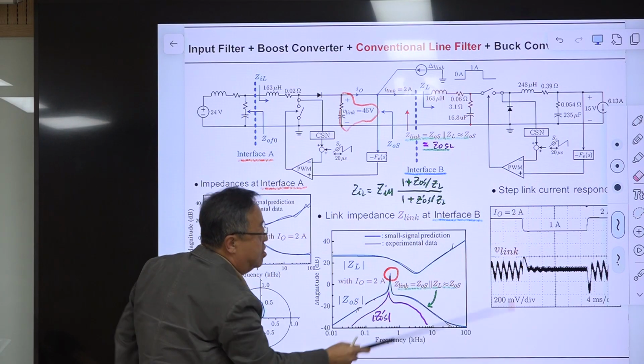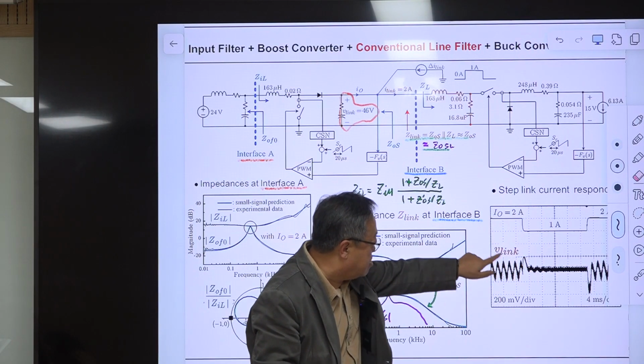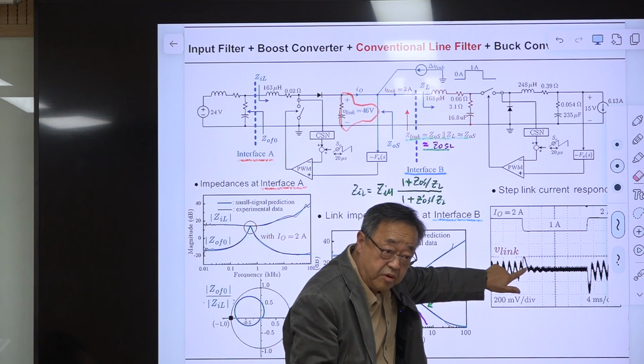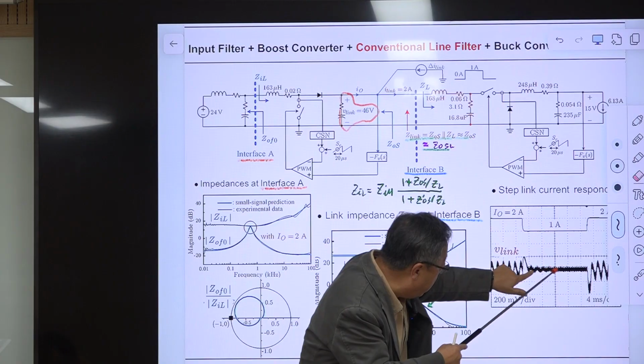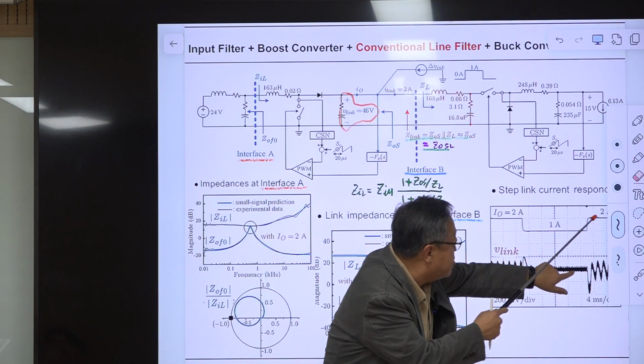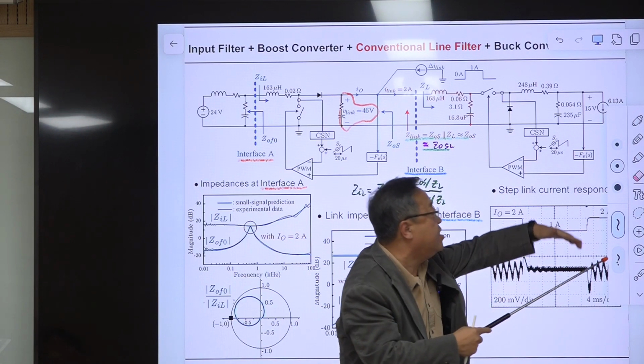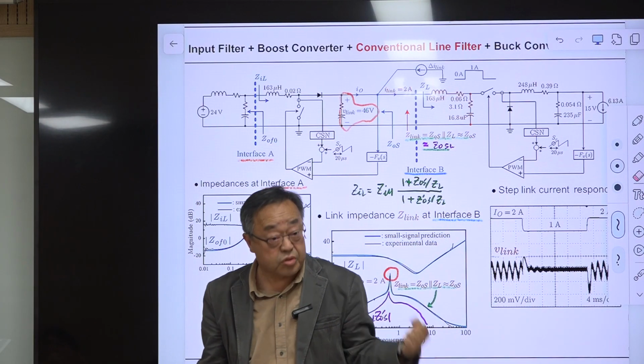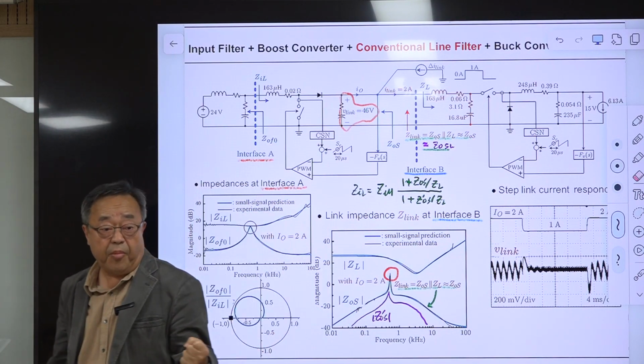Then the oscillation is gone. Okay, but very oscillatory, but eventually it settles down, and this current is again increased to 2 amp. Then oscillation is reintroduced. Okay, it's coming up again.